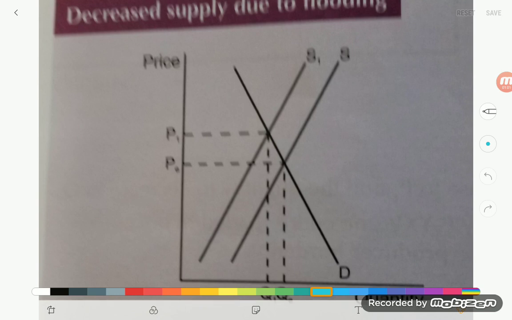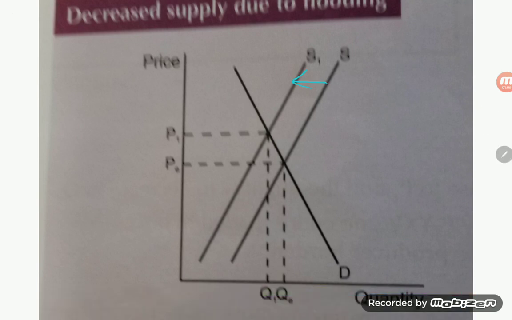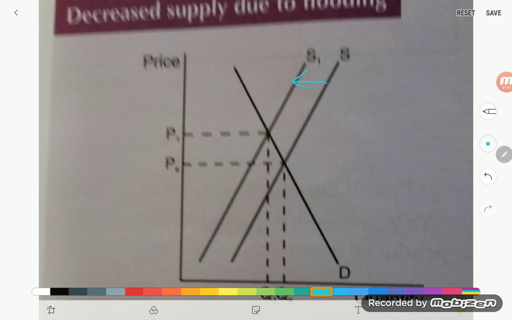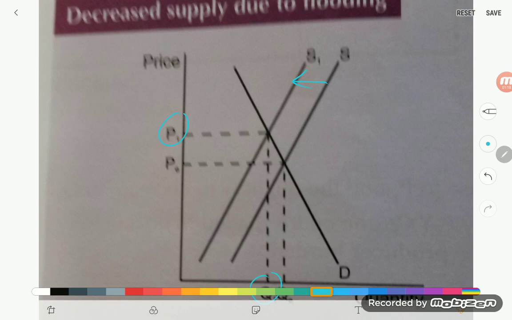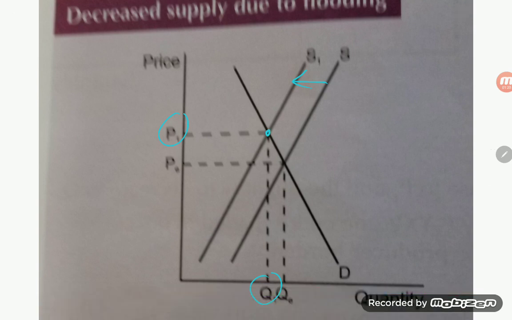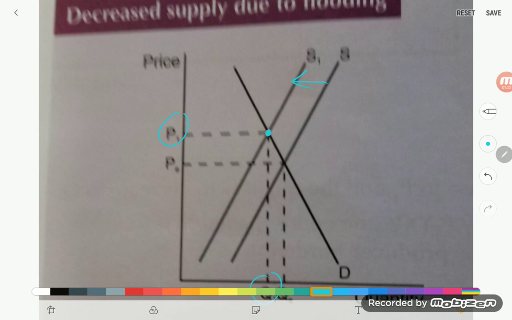Decreased supply due to flooding. The supply curve is forced to shift to the left as flooding reduces the size of the crop. Price increases to P1 and quantity falls to Q1. So, consequently, that becomes our market equilibrium.